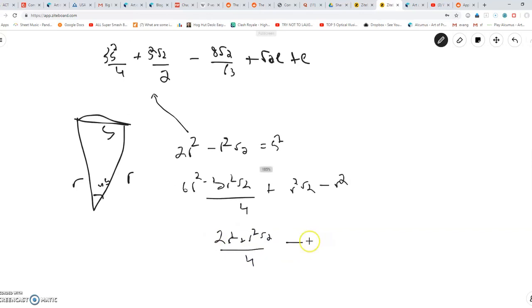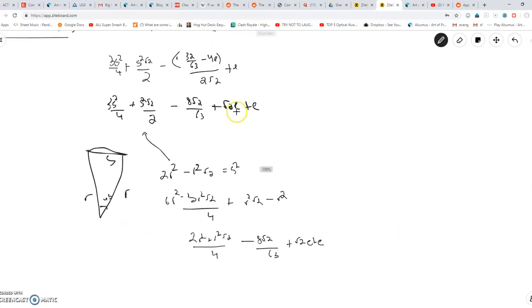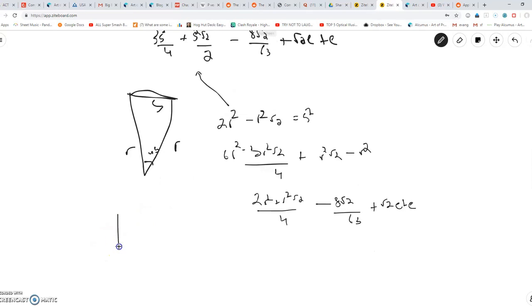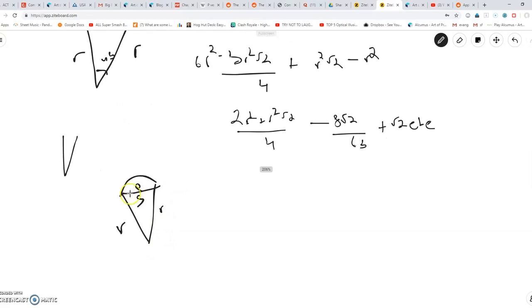And then we have a minus 8 root 2 over 63 term, and then plus root 2e plus e. Now we have to find this value, e. So we have that in this sector, we have a radius r, we have s, and then we have e. And so basically, the area of the whole sector is equal to r squared times pi over 8.